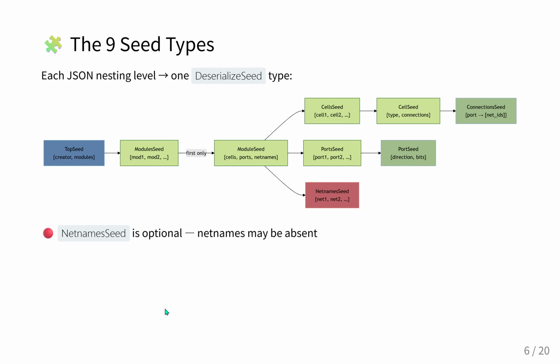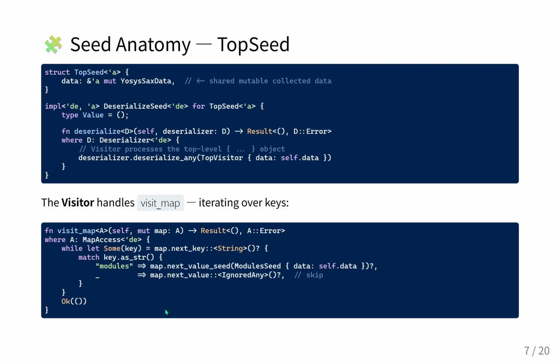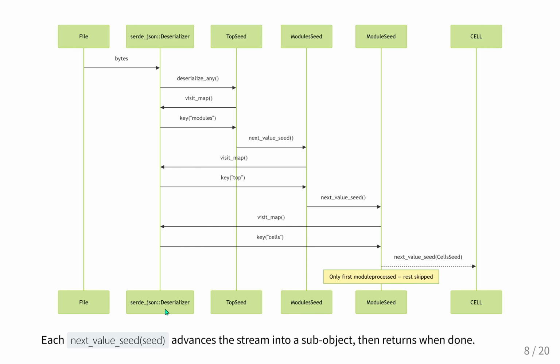The event flow through this 9-seed relay race relies on a specific command called nextValueSeed. Okay, what does that do? It tells the parser, take this specific seed, advance the stream into the next nested object, process it according to this seed's strict rules, and then return control back up the chain when you hit the end of the object. So it is a continuous, unbroken path tracing through the JSON file. Exactly. And while this incredibly complex 9-seed machine is chugging along, it is actively collecting data on the fly based on some very strict rules.